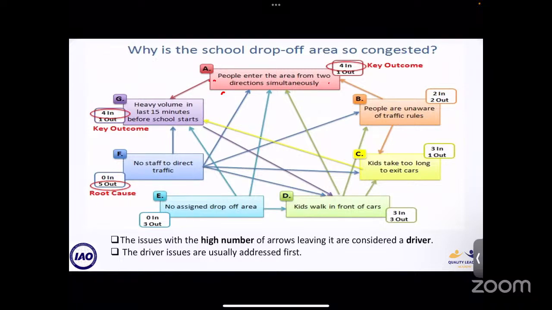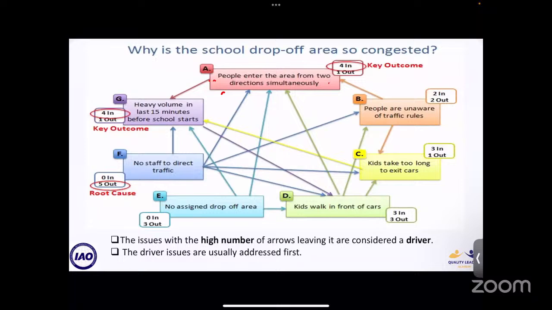Another example is no assigned drop off area. So this leads to another issue and another issue and another issue. So each problem leads to other problems. So I start understanding which problem is causing other problems. To represent the cause and effect, I draw arrows indicating the cause leading to the effect.